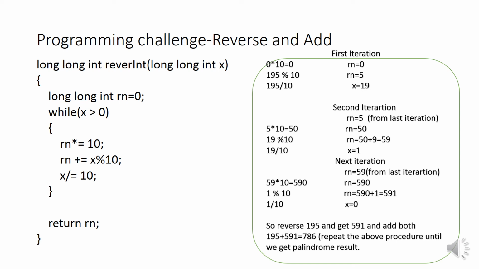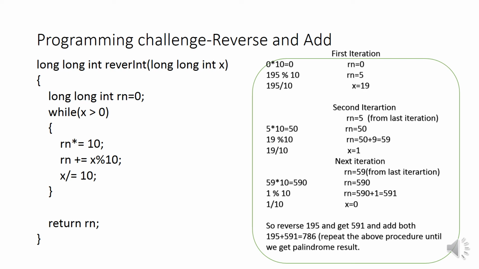So Rn into 10, where Rn is 5 from the last iteration, we get 50. Here we set Rn equal to 50. After that, x, whose value from the last iteration is 19, modulus 10, gives 9, the remainder. So Rn plus the next result, 50 plus 9, gives 59.